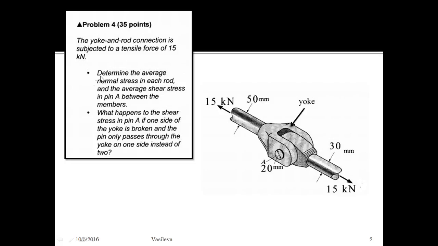So the question asks us to determine the average normal stress in each rod and the average shear stress in pin A between the members. We also have what happens to the shear stress in pin A if one side of the yoke is broken. So we'll talk about that in a little bit.